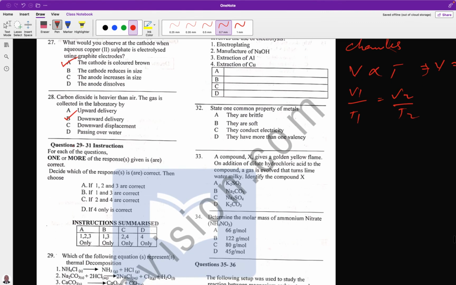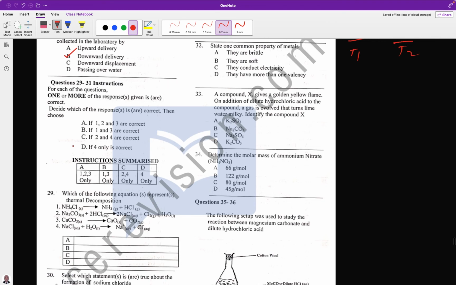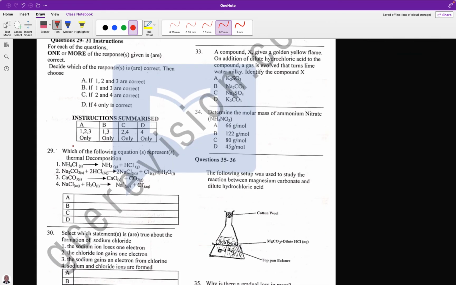Question number 29. 29 to 31. For each of the questions, one or more of the responses given is or are correct. Decide which of the responses is or are correct. Then choose A. A is 1, 2, and 3 only, B is 1 and 3, C is 2 and 4, and D is only 4. Now we go to question number 29. Which of the following equations represents thermal decomposition?